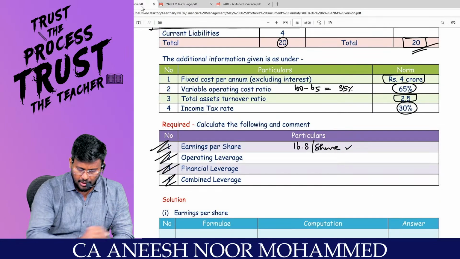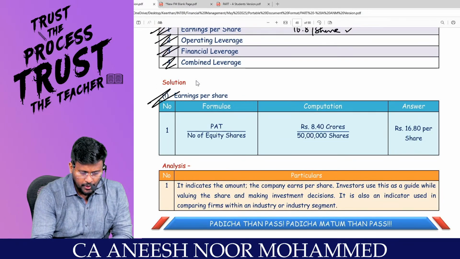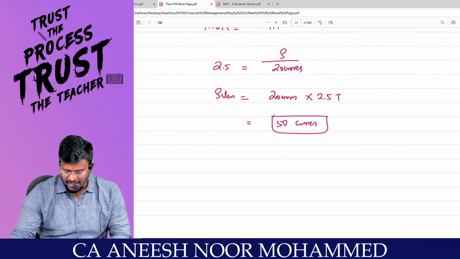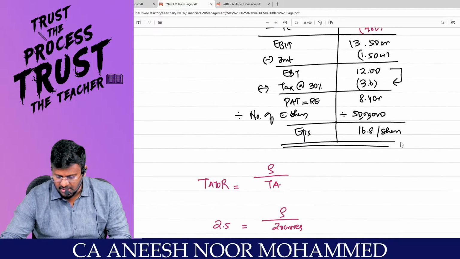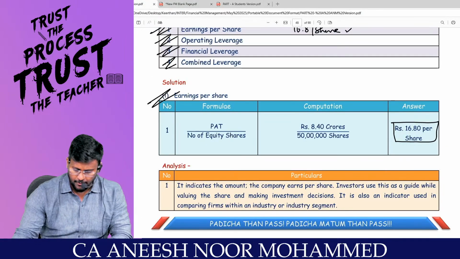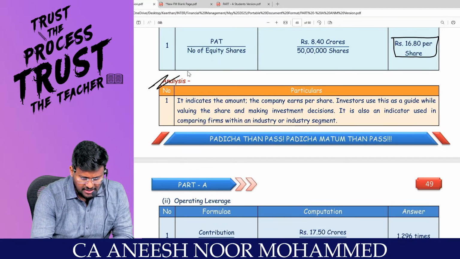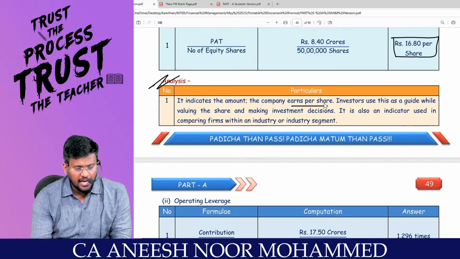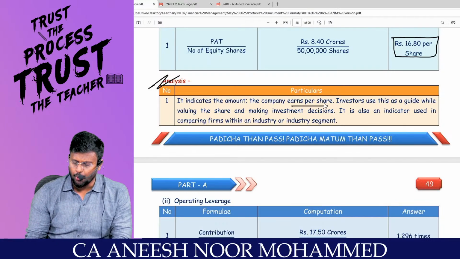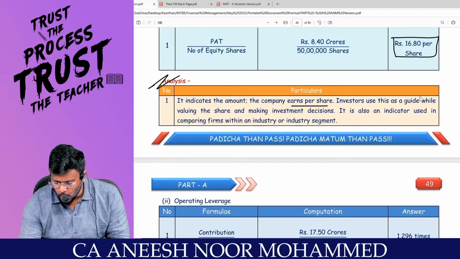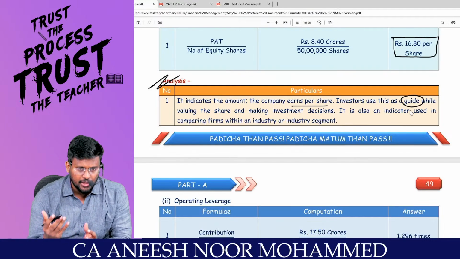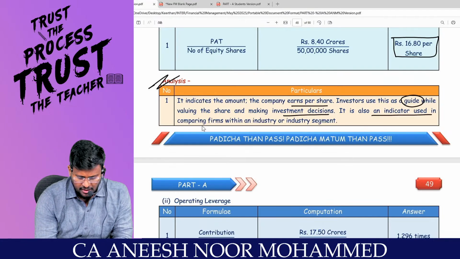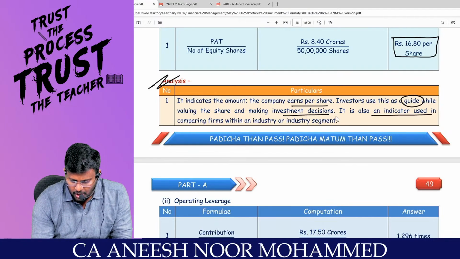Clarity? Now we will check what the ICAI has given. We got the EPS as 16.8 per share. Sir, what is our answer of EPS? 16.8 per share. Can we proceed? Sir, they have given analysis also. It indicates the amount the company earns per share. Yes, every share is earning 16.8. Investors use this as a guide while valuing the share and making investment decisions. It is also an indicator used in comparing firms within an industry or the industry segment.